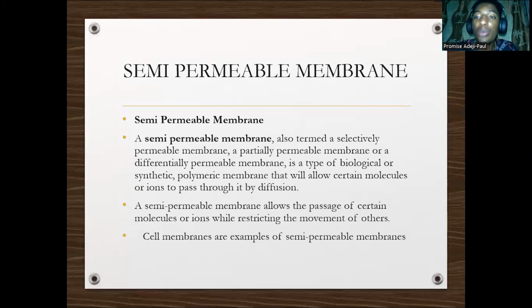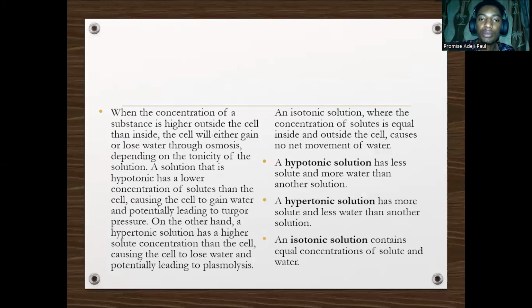If it's freely permeable, anything can pass through. But once it's semi-permeable, some things can pass through, some things might not. So the semi-permeable membrane allows the passage of certain molecules or ions while restricting the movement of others. Allows certain things to pass, and not others, from the name semi-permeable. Cell membranes, which I've talked about, are examples of semi-permeable membranes.